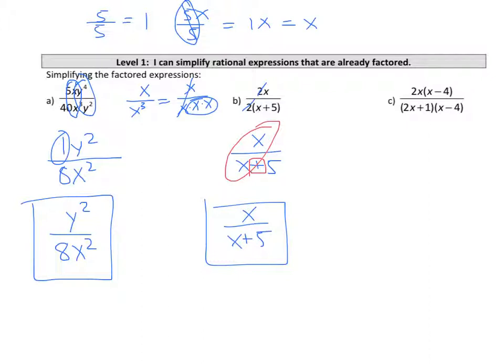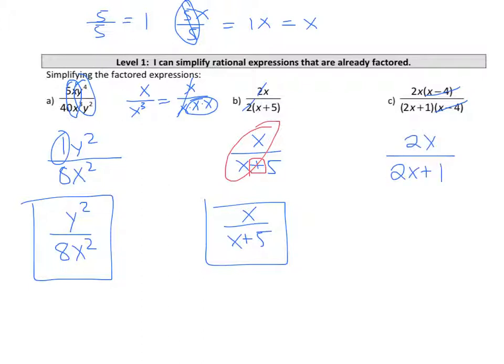Okay, in the next example, everything's in fully factored form. The factors x minus 4 and x minus 4 on the top and bottom are the same, so those factors can be canceled out. And I'm left with 2x over 2x plus 1.